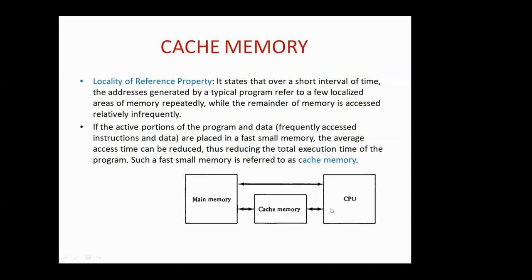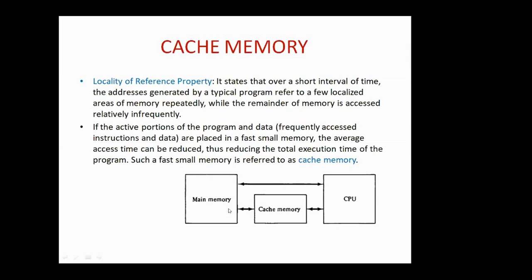And this thing is called a hit, meaning that we have found the data in the cache. And if the data is not found in the cache, the CPU then takes this data from the main memory, and at the same time a copy of that word, that data, is put into the cache. So this is the working of this system.